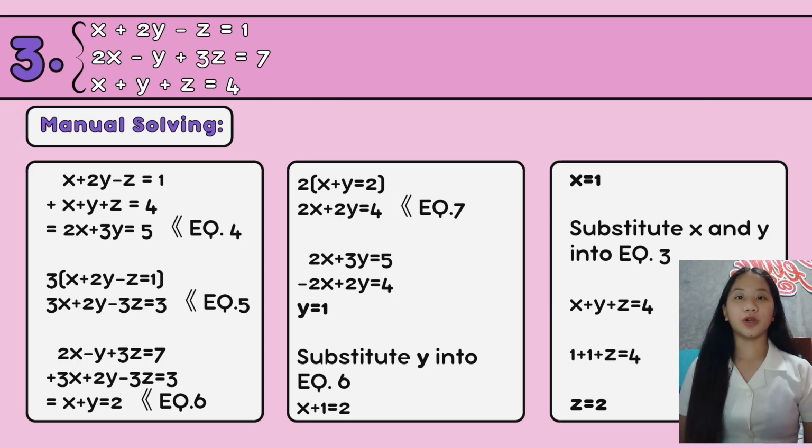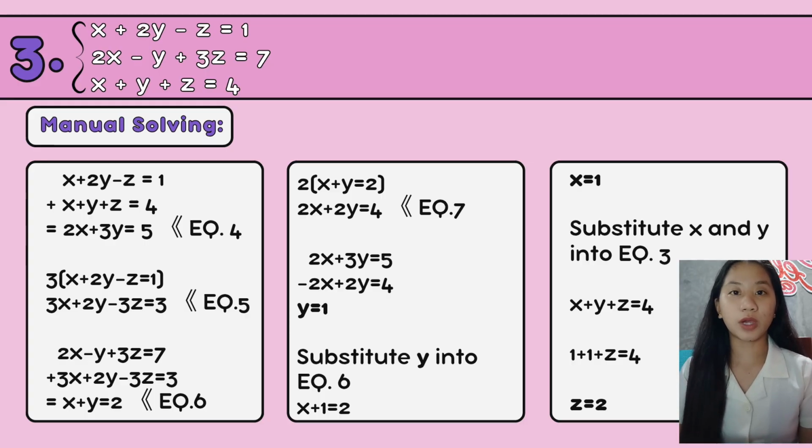For the next example, we have x plus 2y minus z equals 1, 2x minus y plus 3z equals 7, and x plus y plus z equals 4. As we can see, we now have three variables. So, we need to add equation 1 to equation 3 to get equation 4, and multiply equation 1 by 3, and that's equation 5, and add equation 2 and equation 5, and that's equation 6, and then we're going to solve equation 4 and equation 6.